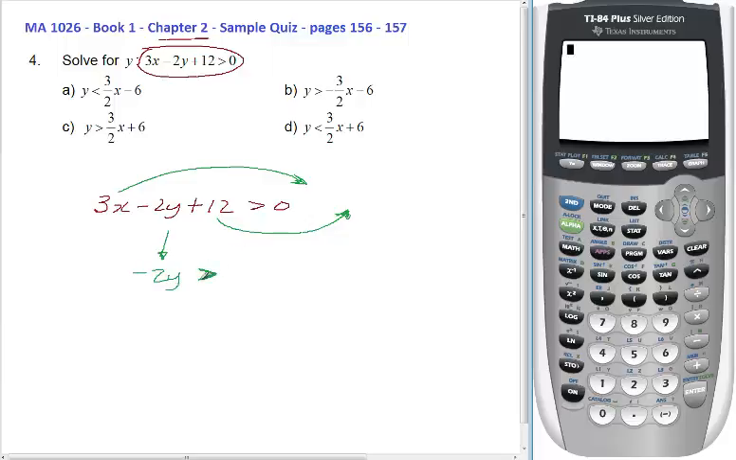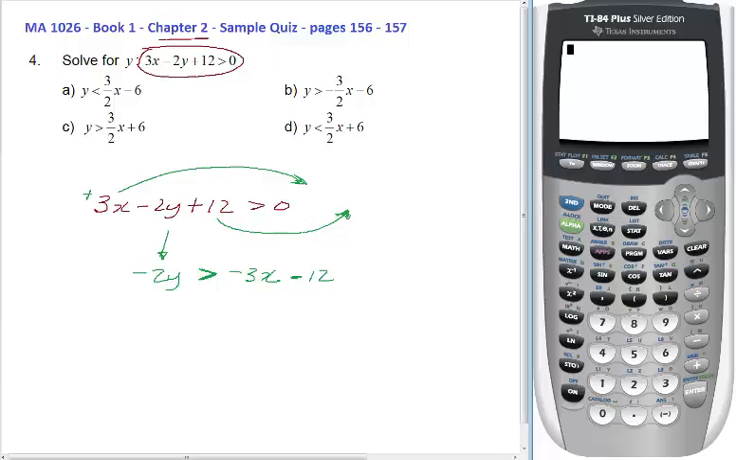Greater than. Now if I move the 3x, I like putting the x term first, but you can put it behind, it makes no difference. If I subtract 3x from both sides, then I'm going to get negative 3x on this side, aren't I? You don't have to show that subtraction, but it just becomes negative 3x. Now I do the same thing, I subtract 12 from both sides, which means when I move it over, it becomes negative 12.